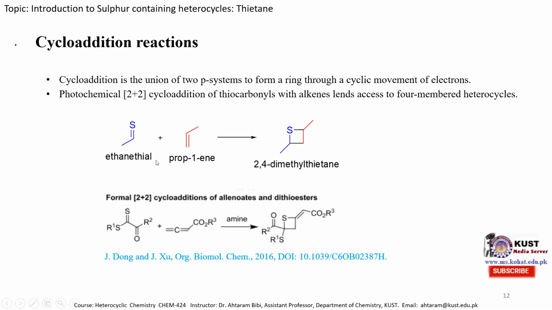And this reaction is also reported in the same publication, which was published in Organic & Biomolecular Chemistry in 2016. In this case, they mentioned that the [2+2] cycloaddition of the thiocarbonyl with an alkene produces the substituted thietane molecule. In this case, they use an amine as a catalyst.